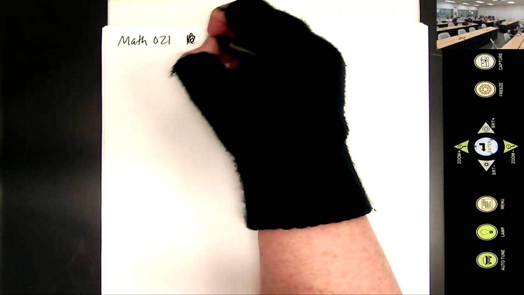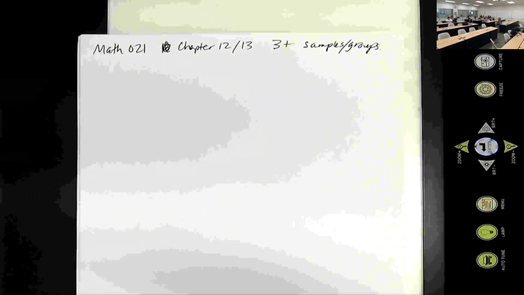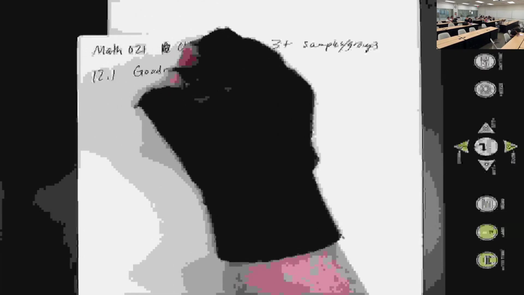Chapter 12 and 13 is when we have 3+ samples, or groups. Now we're upping our game. Unfortunately, some of the names have similarities between them, especially when you look at StatCrunch. 12.1 is called goodness of fit.